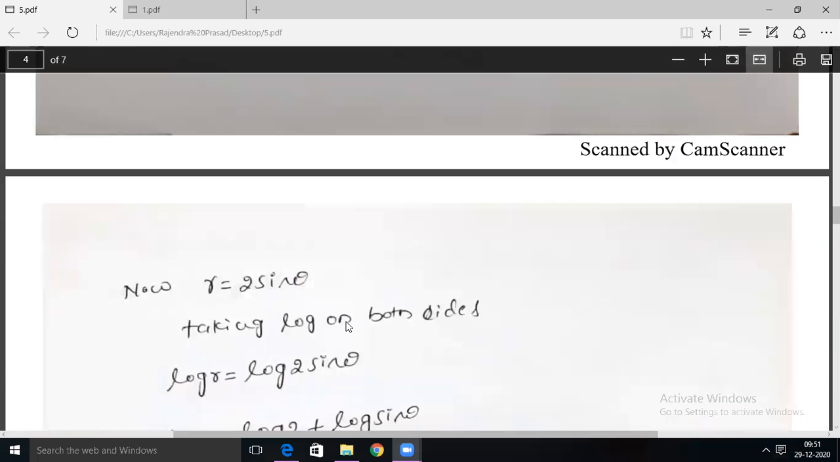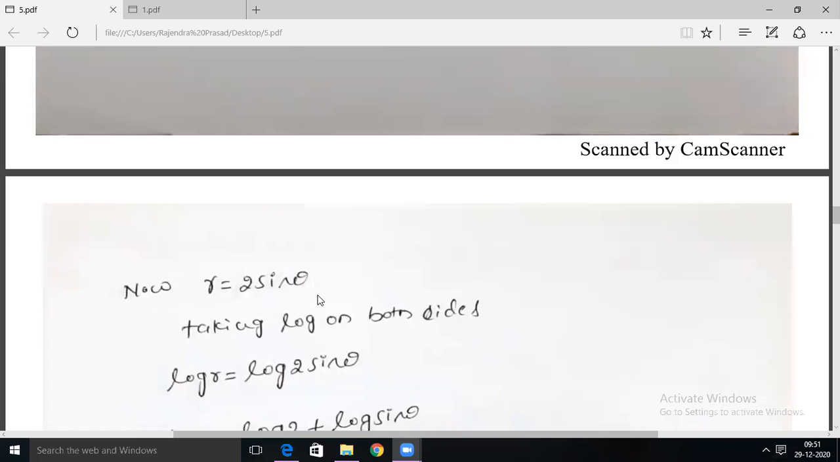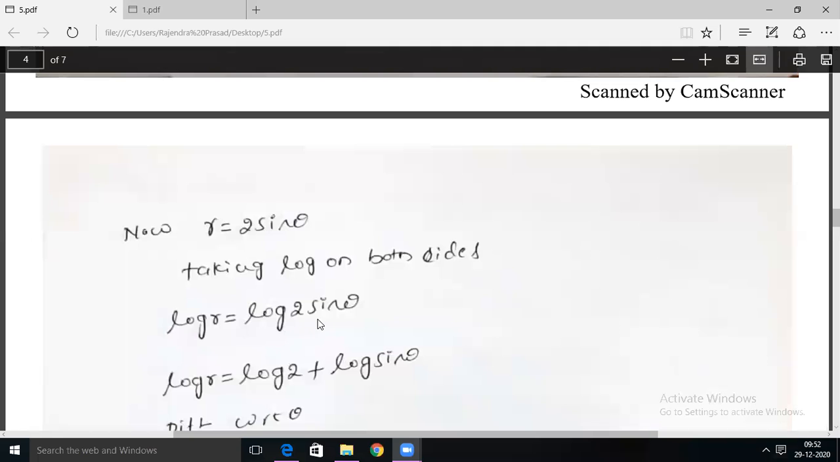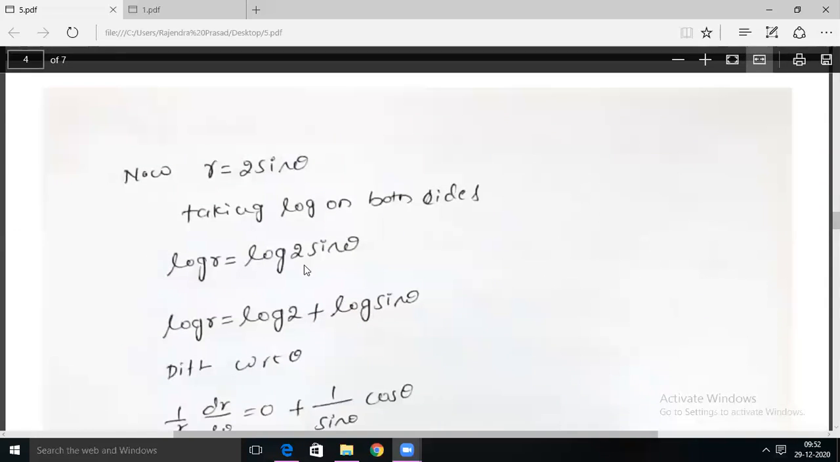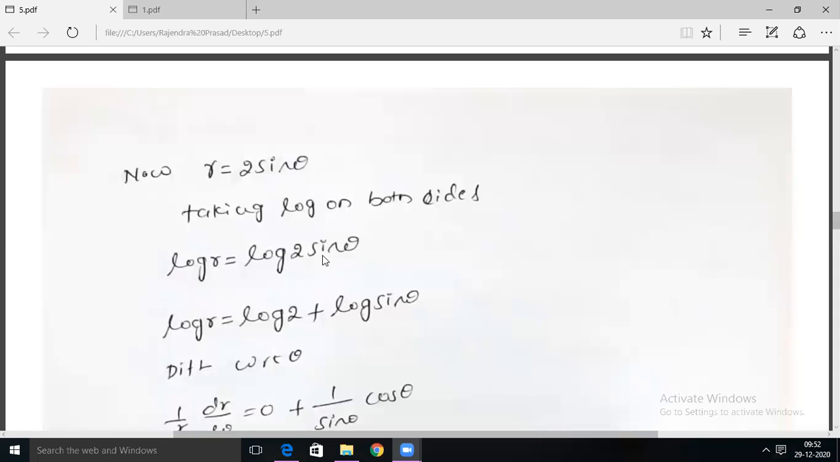Next, we shall consider r is equal to 2 sin theta. Second polar curve we shall consider here. Taking log on both sides, log r is equal to log 2 sin theta. This is in log a into b form, so we can write log a plus log b, that is log 2 plus log sin theta, because in place of a we have 2, in place of b we have sin theta.